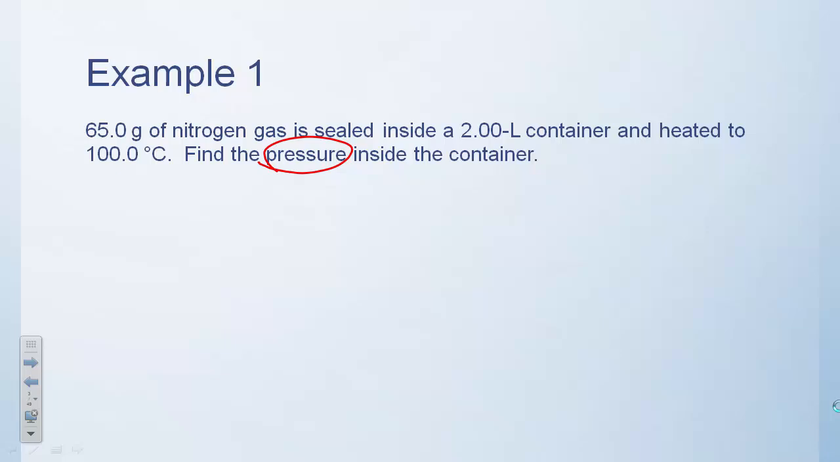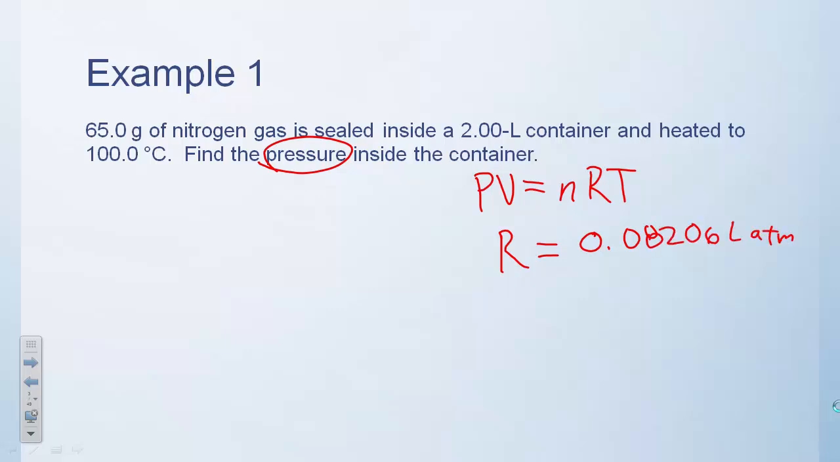The first thing we're going to need, and this is a starting place many times we talk about gases, is the ideal gas law equation. PV is equal to nRT. I'm also going to need to recall what the gas constant is. And so recall from last time that R is equal to 0.08206 liters atmospheres per mole Kelvin.